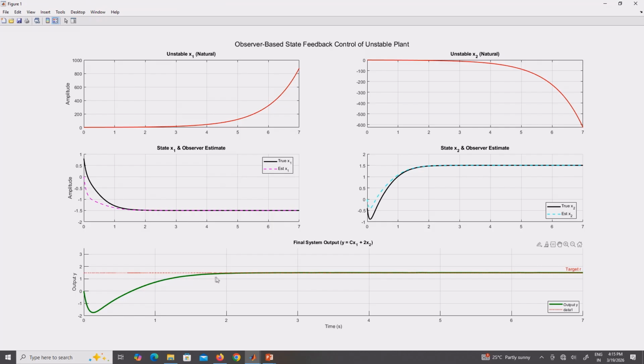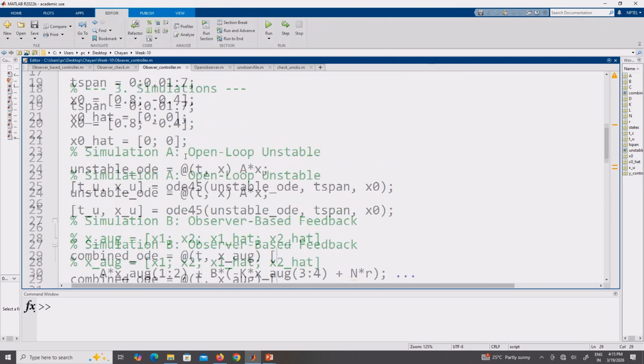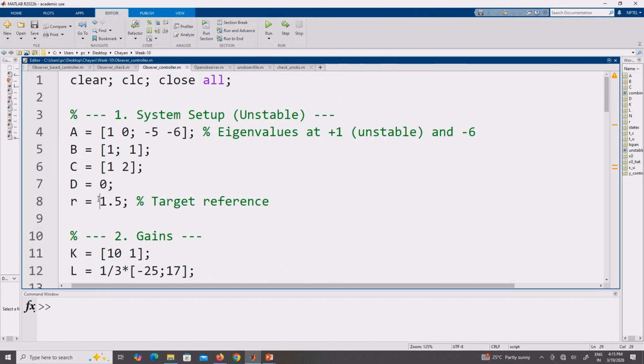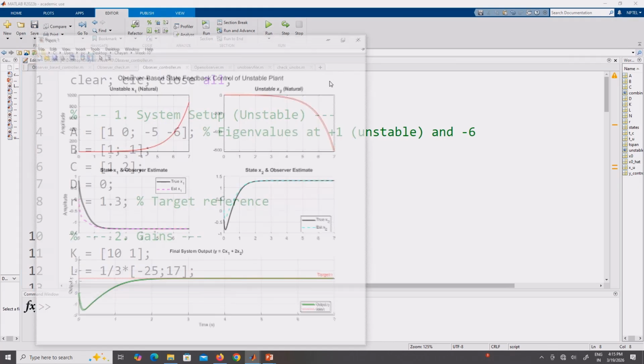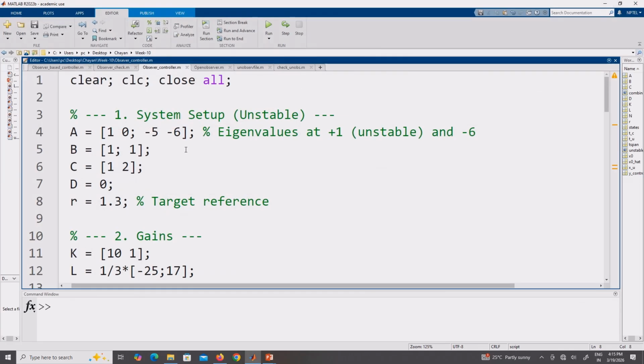You can see that the final output has now reached 1.5. You can change this 1.5 to something else also. Let me just change it to say 1.3. So, if you change it to 1.3, you will see that the output will also go to 1.3. Okay, the output here is at 1.3. So, this is how you can actually go ahead and design the entire system.